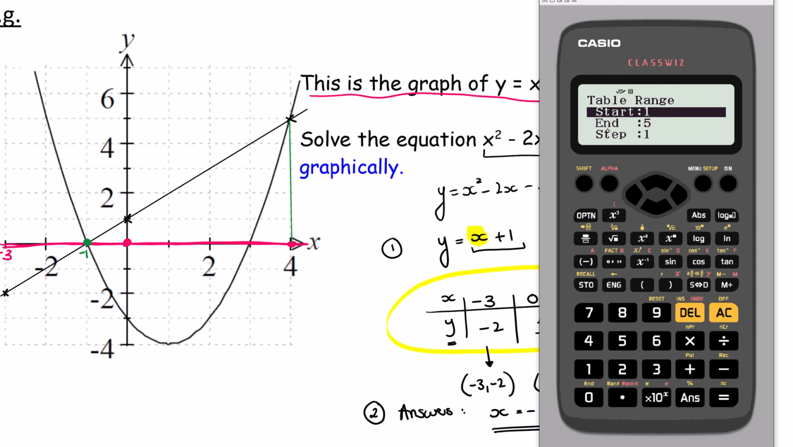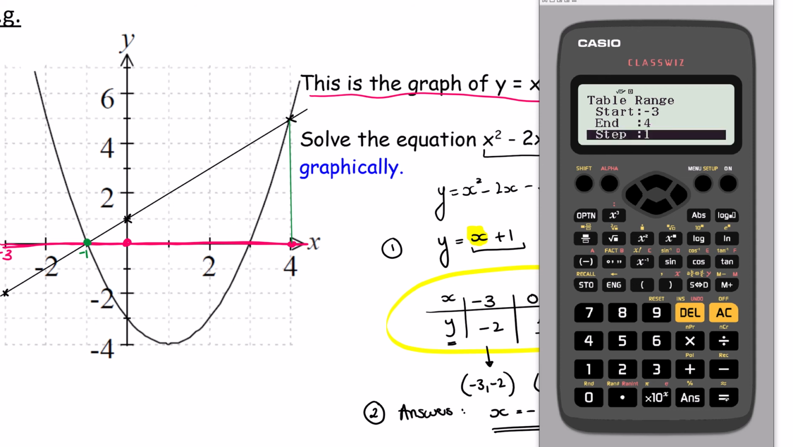Well, I'm starting from -3, and I want to end at 4. So use your arrows to go down, or the equal sign, in fact. So press equals to go down, and I want to end at 4. And I'm going in steps of 1, because you can see from -3, -2, -1, 0, 1, 2, 3, 4, it's increasing in increments of 1.